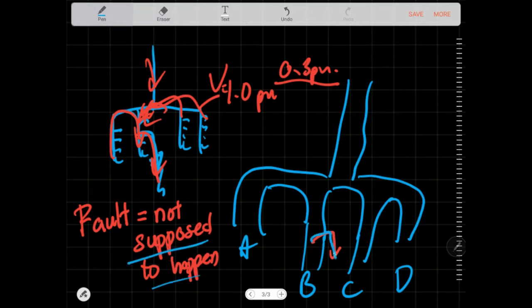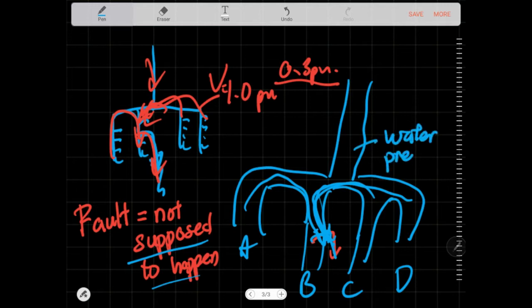So when a pipe bursts, that means it's not supposed to happen. When the pipe bursts, all the water goes, oh my God, there's a free path, and it goes to fill up the hole and just leaks out that way. That's what happens to all the current as well. Current behaves similar to water, it just flows out. So what happens here is that the water pressure drops.